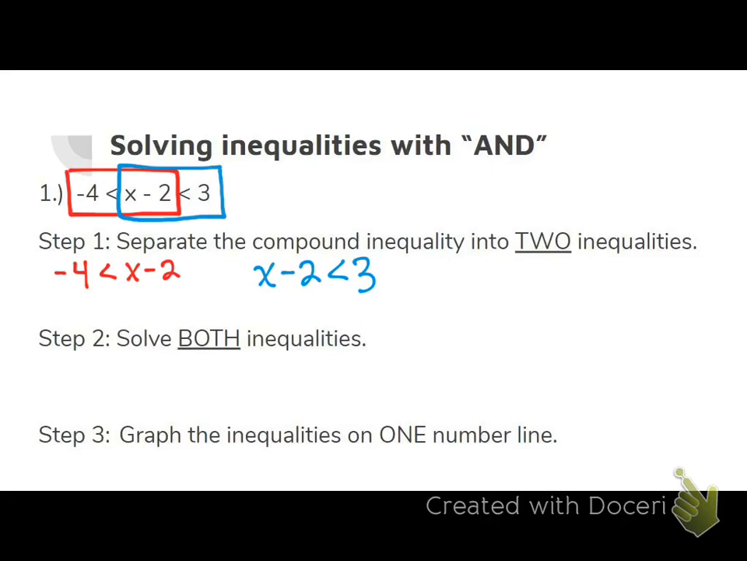Okay, step 2 is to solve both of those. So to solve the first one that I made, what am I going to do to both sides? Add 2 on both sides. That's going to give me -2 is less than x. Flip it over. We want the variable to be on the left. So we get x is greater than -2. Then we have to solve the other one. Again, to solve it, we are going to add 2. This time we get x is less than 5.